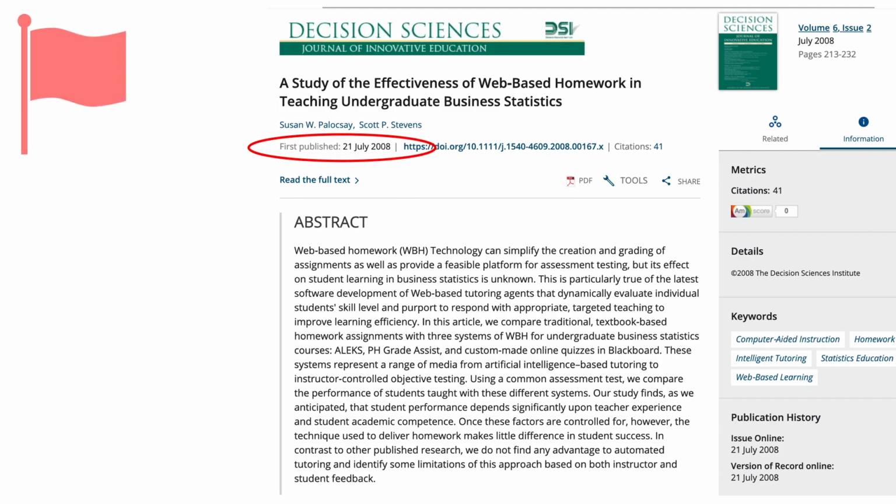First, we've got Decision Science's Journal of Innovative Education. This is a study of effectiveness of web-based homework in teaching undergraduate business statistics. Notice, it was released 21 July 2008.